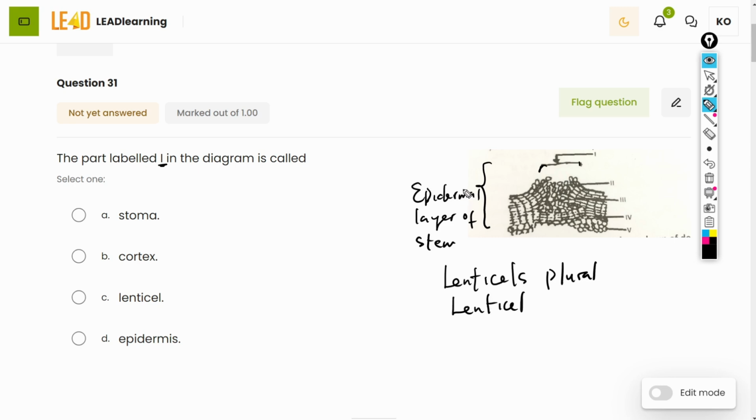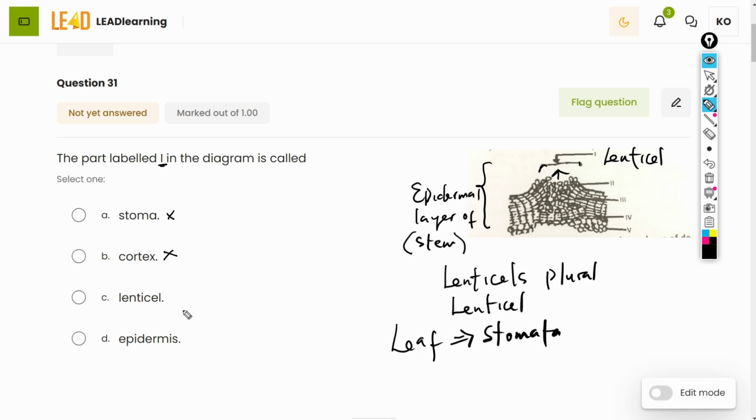So if this is the epidermal layer of a stem, the opening in stems via which water is lost or oxygen and carbon dioxide can diffuse is the lenticel. If it were a leaf, that opening would have been called stomata. However, this diagram is an epidermal layer of a stem, so this opening is the lenticel. So looking at our options, stoma, no, because this is not the structure of a leaf. It is the epidermal layer of a stem.